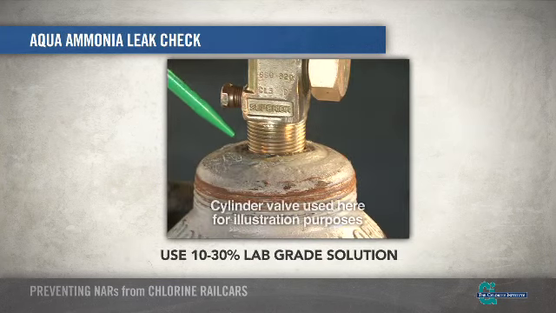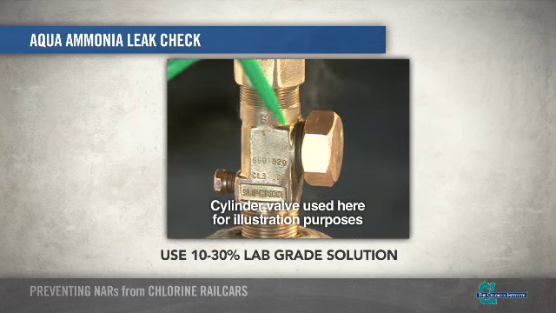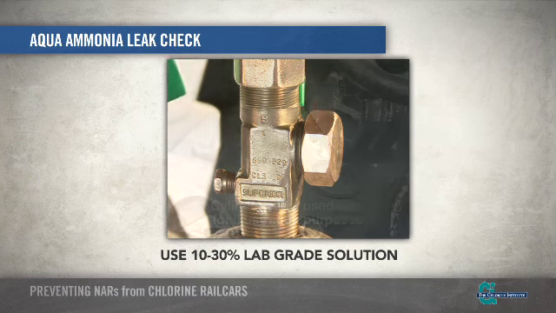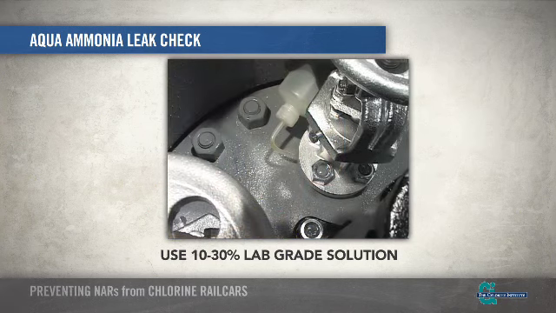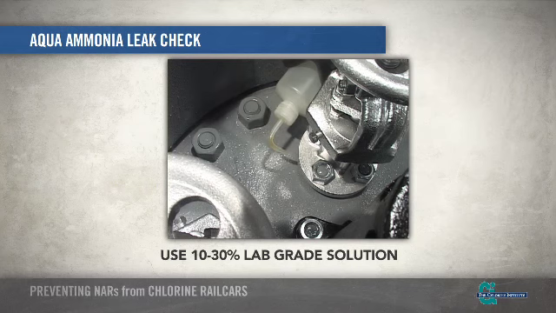To perform an effective aqua ammonia leak check, use a 10 to 30% lab-grade aqua ammonia or ammonium hydroxide solution. This mixing does not have to be precise. However, you want the fumes to have a noticeable ammonia smell. Be sure the solution is not too strong, because a strong solution will accelerate corrosion if chlorine is present.